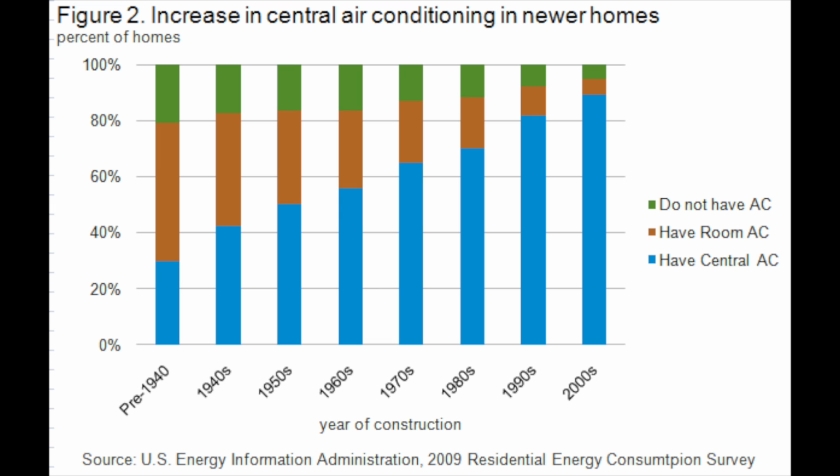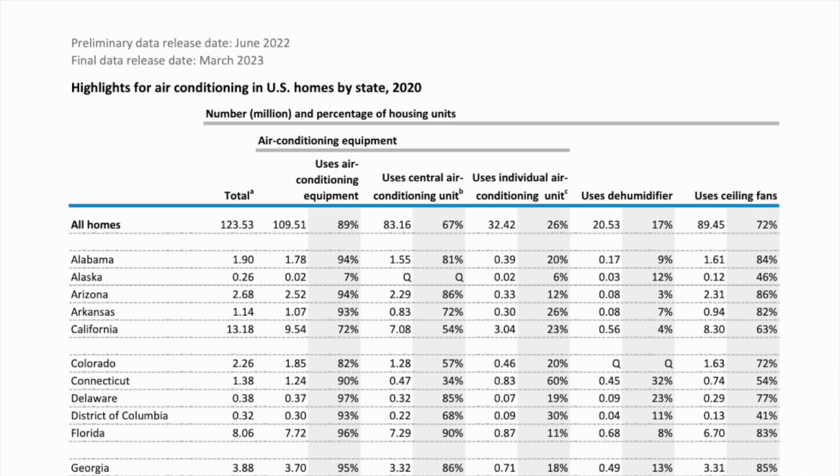Ducted systems become more prevalent in newer homes, but still, only 56% of homes built in the 1960s have ducted systems. Then we increased to 70% in the 1980s and 89% in the 2000s. So the older your home is, the less of a chance it has a ducted system. Here's another survey by the EIA released in 2023. This table shows AC equipment usage in US homes by state. As you can see here, 67% of US homes report using central AC, which is a ducted cooling system. That's far from every home.